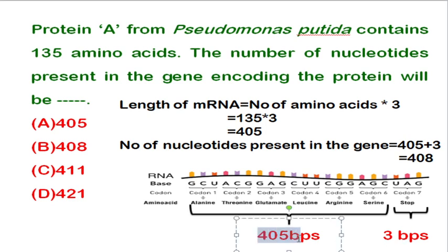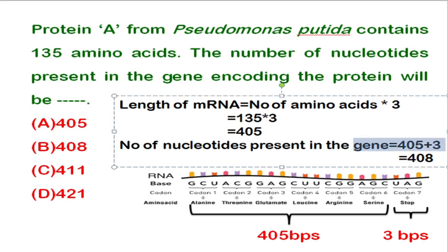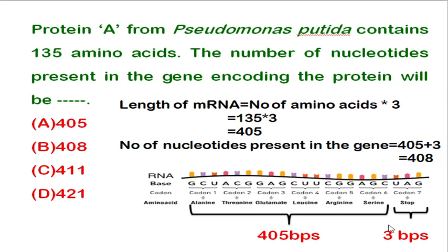This 405 bases will be coding and it will be translating to the protein. Here the question asks how many nucleotides are present. In that case, 405 plus 3 base pairs. These 3 nucleotides include the base pairs of your stop codon. So what is the correct answer? 405 plus 3, which is 408.